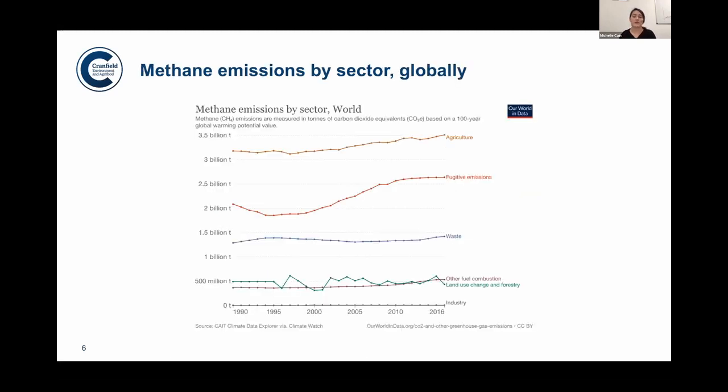This is just showing the same kind of data a bit differently. So this is from 1990 to nearly the present day. World methane emissions divided by sector. So globally, agriculture is the largest sector that produces methane emissions.